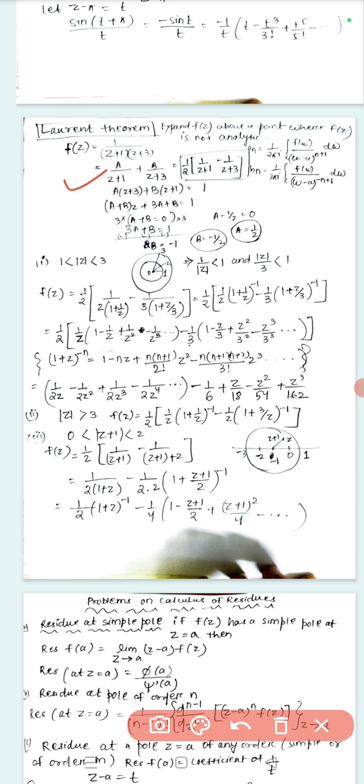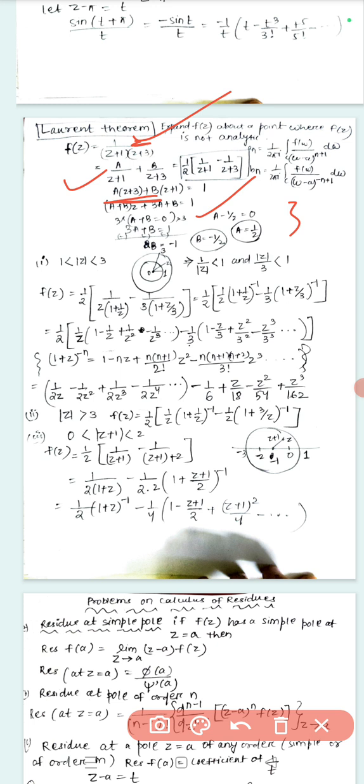Equate a plus b into z. A plus b is the coefficient of z. Here it is 0 z, the coefficient of z is nothing, so a plus b equal to 0, and the constant term 3a plus b equal to 1. Solve the equations, get the a and b values, then form the fractions. That will be half by z plus 1 minus half by z plus 3.